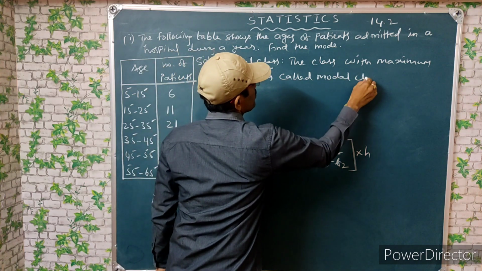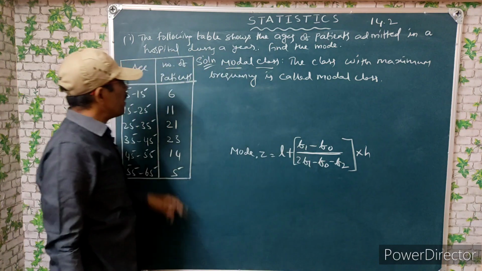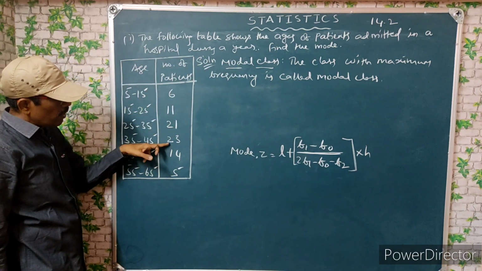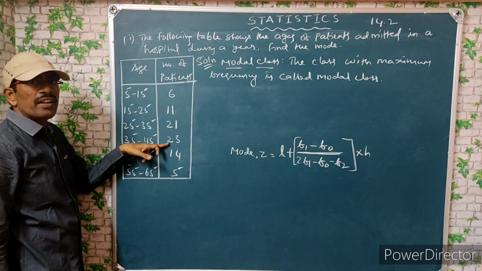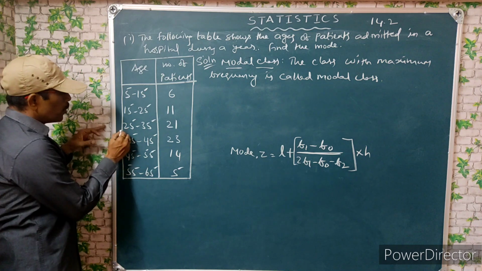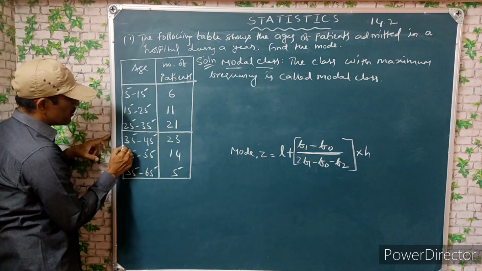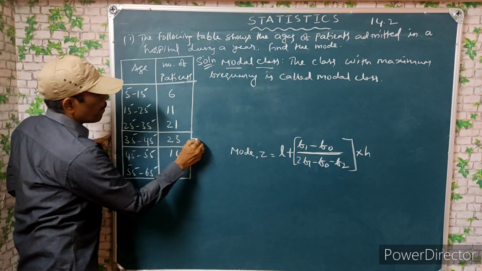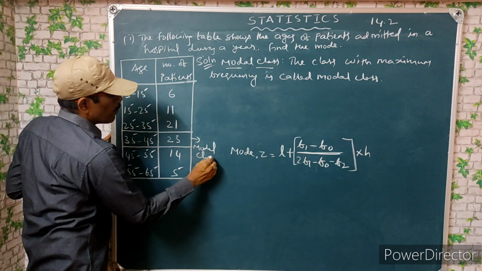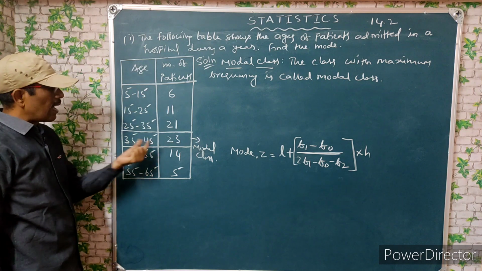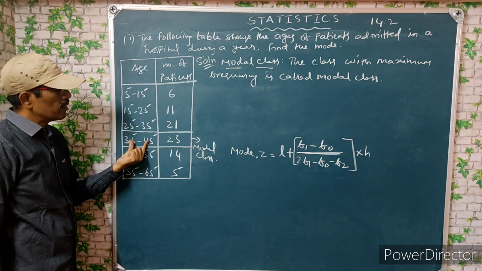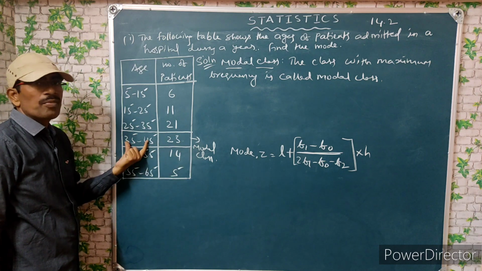The class with maximum frequency is called modal class. See the frequencies. What is the maximum frequency here? 23 is the maximum frequency. Therefore, this class is called the modal class. So, you do one thing. You represent like this. Modal class. The class with maximum frequency is called modal class. So, this is the modal class.